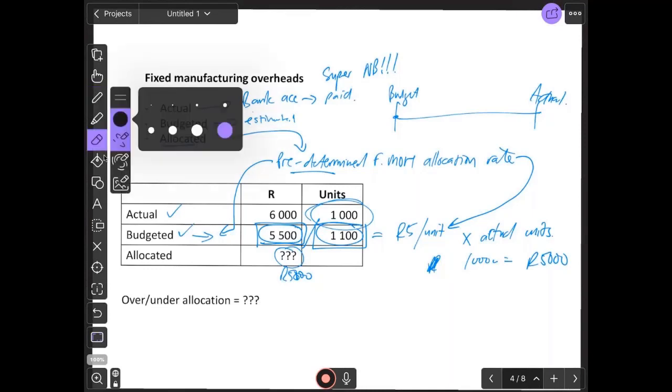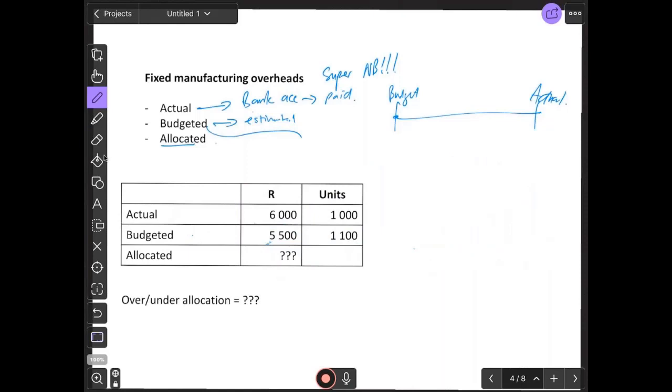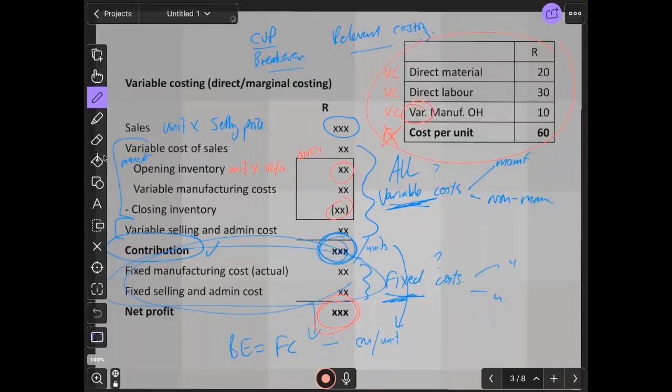That's the actual expense. And we want that in the financial statements, and we will have that after the over or under allocation. Then we have budgeted. That was what we thought we're going to spend at the start of the period. So here we have our actual, here we have our budgeted.